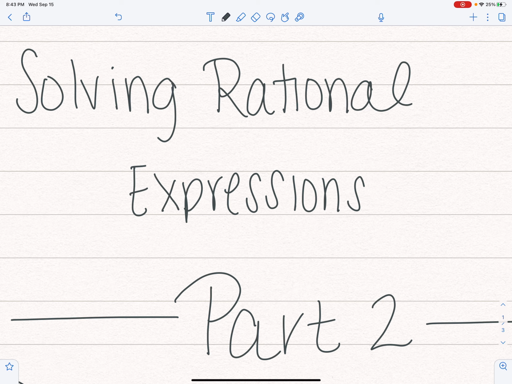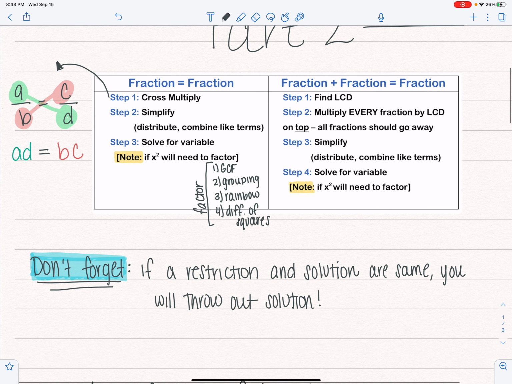All right, so in this video, we are going to be solving rational expressions part 2. This is the second video in the solving rational expressions. I guess it should technically be solving rational equations since we are solving them, so all of these you will see an equal sign. I just have some steps and some reminders on here, kind of a nice little summary of this section.